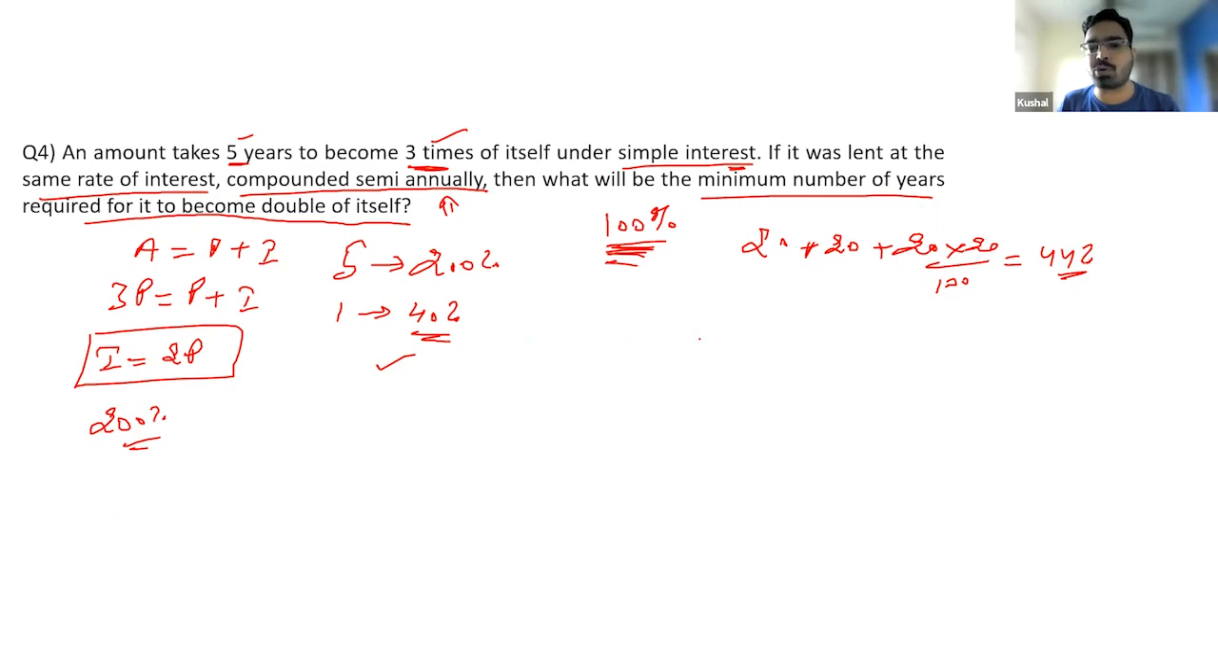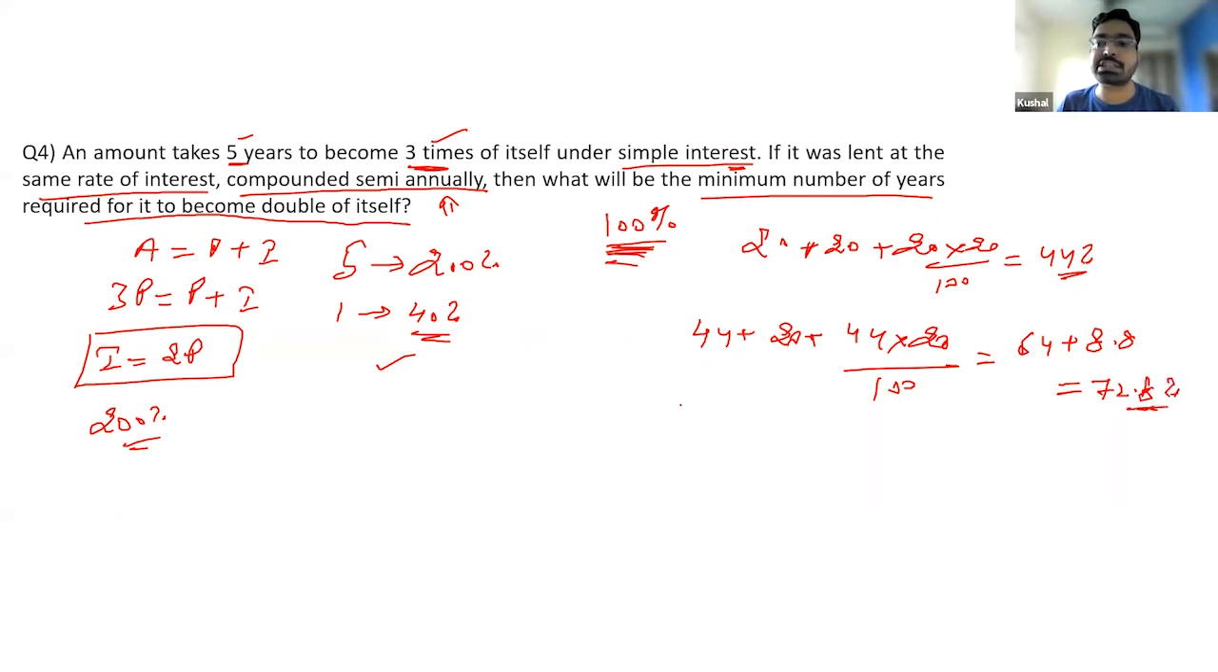So let me take one more 6 months. So 44 plus 20 plus 44 into 20 divided by 100. So what will happen? This will become 64 plus an 8.8. We had done this calculation in the previous problem. So 72.8%. Now it is 72.8% after 3 terms. Remember, 3 terms is not 3 years, it is 1.5 years that we are looking at, right? So after 1.5 years, the amount would have grown by 72.8% of itself, right?